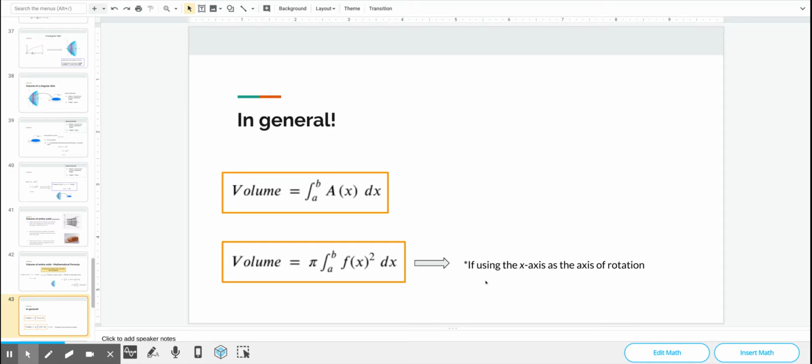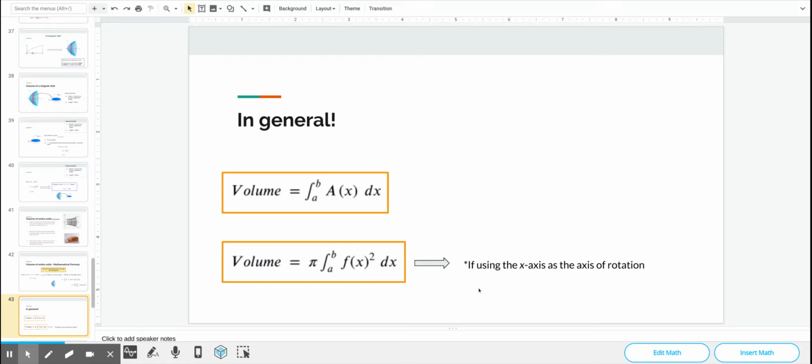For us, if I'm rotating about the x-axis, this is a nice formula. But again, this is very specific to a specific type of problem, so don't think this is the end all be all, please. That's where students get really tripped up. But for the next example, this is going to come in handy.